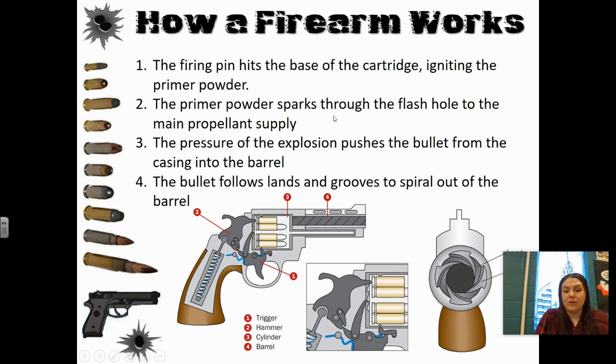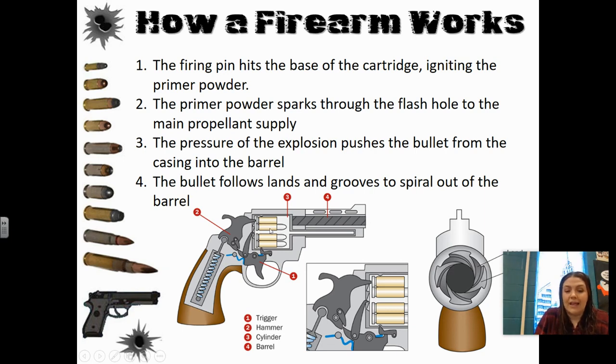Number 2, the primer powder sparks through the flash hole to the main propellant supply. It sounds more complicated, but it's right here. Number 3, the pressure of the explosion. We have pressure building because of the explosion inside, which pushes the bullet from the casing into the barrel. Basically it's pressure that is pushing it through.